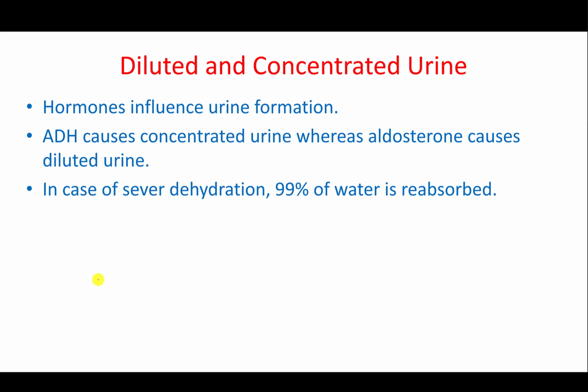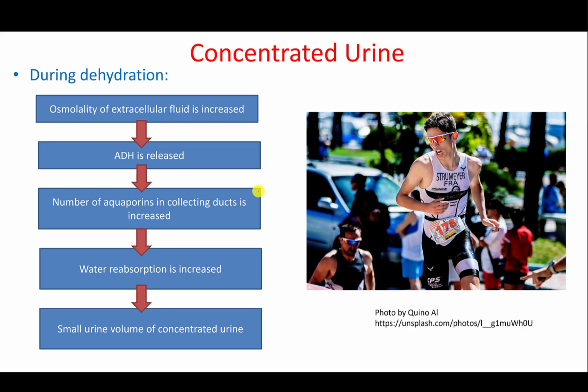But it's not only the extracellular fluid that would influence the urine output, also hormones would influence the urine output, like ADH will cause concentrated urine, whereas aldosterone would cause diluted urine. Remember, this is going to block urine formation. And in case of severe dehydration, we will see huge absorption of water. So how does it happen?